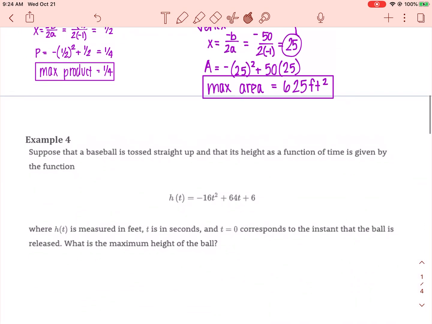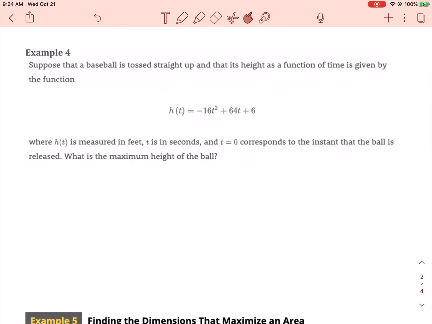Okay, doing great. Suppose that a baseball is tossed straight up and its height as a function of time is given by this function. H of t equals negative 16t squared plus 64t plus 6, where h of t is measured in feet, t is in seconds, and t equals 0 corresponds to the instant that the ball is released. What is the maximum height? So actually all the work is done for us, right? This is the part that we would have got to in our last set of notes. It wants us now just to find the maximum height of the ball.